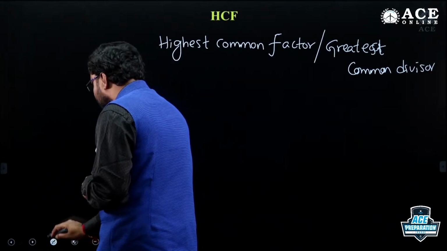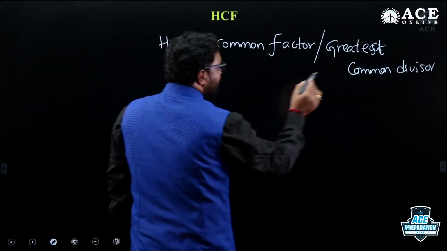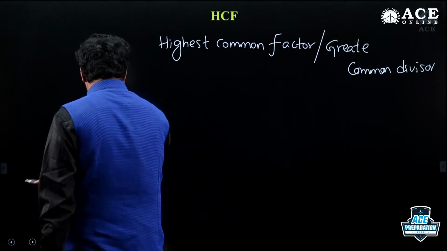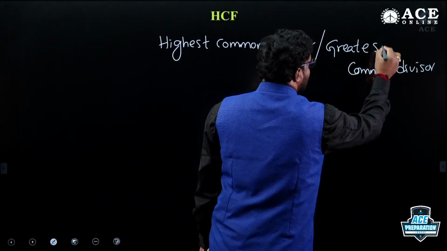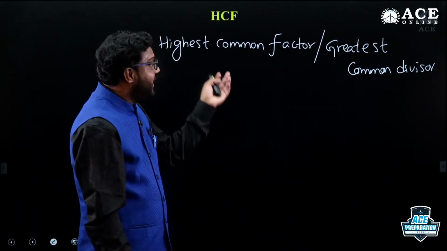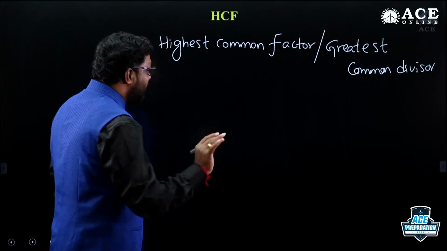Now, my dear friends, the name itself clearly indicates that we need factors here. Common factors: first find the factors for the given numbers, then find the common factors among them, and among those, the highest common factor. Now let's see one basic example.